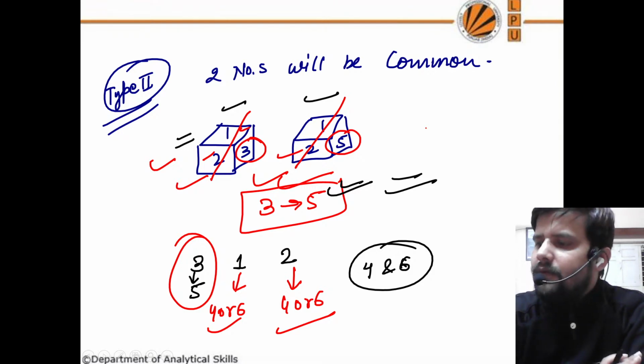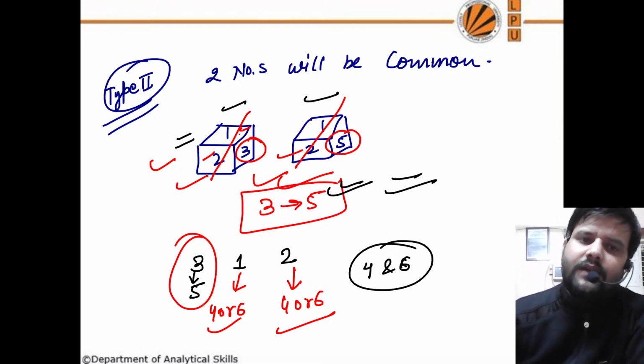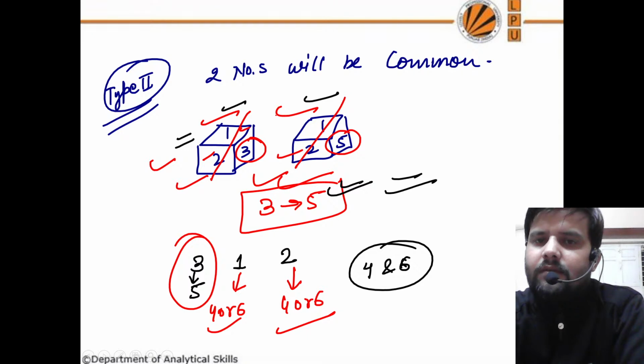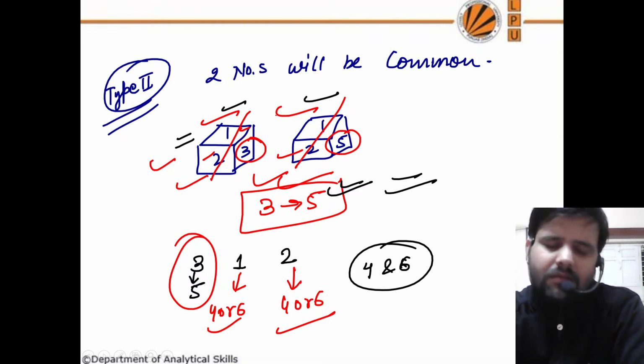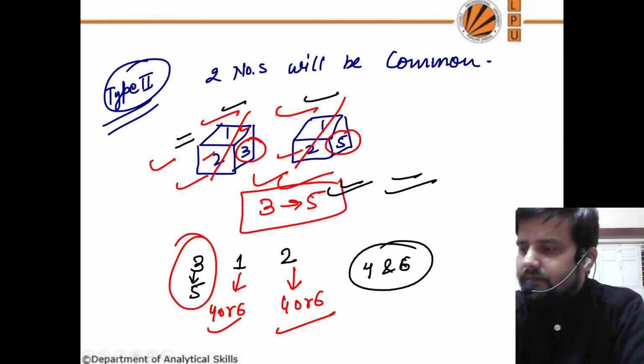So now we have only two methods to solve the questions when this 3D kind of figure of a dice is given. First is based on one common letter or number, and second is based on two common letters or numbers.